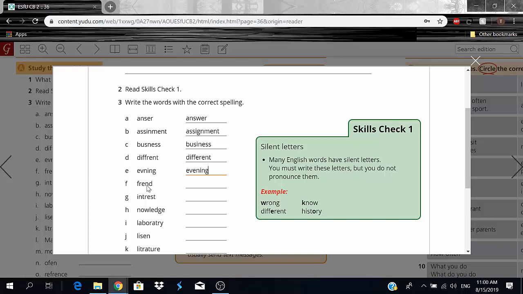Then we have friend. Actually, friend, you guys, has a missing I as well. So friend, you don't pronounce it, but it's there. Here we have interest. Interest has double E, kind of like different. So interest. Okay, oh, I heard that as interest. Interest. Okay. Here we have knowledge. This one's like "know." Like there's a silent K, like "know" here. So knowledge. Okay.